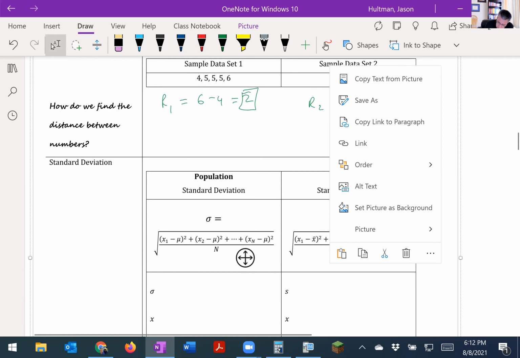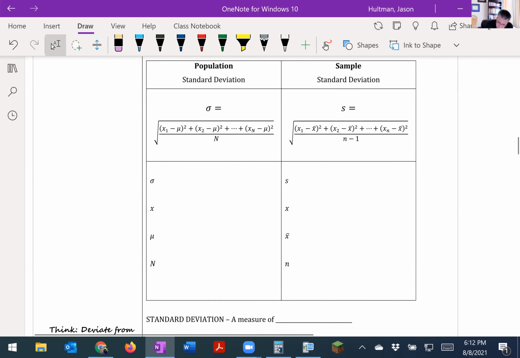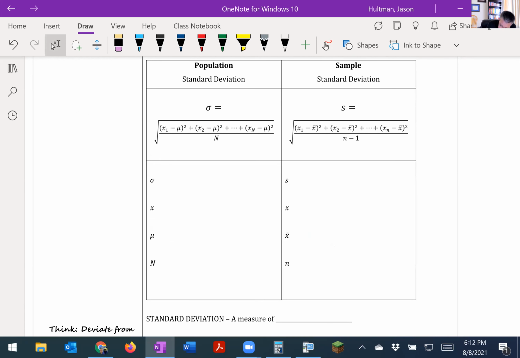Okay, let's talk about standard deviation now. We have population standard deviation, where we add up the difference from the mean to each value and square it, and then we divide by n, the number of items in the population. For a sample, it's the same calculations, except that it's now n minus 1, the number of items minus 1.